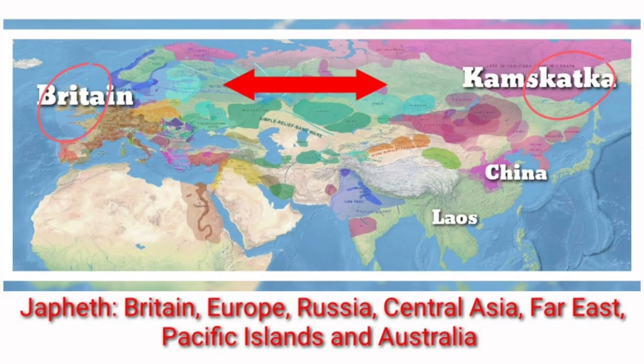Japheth spread from Britain to Kamchatka, China, Laos, islands of the Pacific. Japheth: Britain, Europe, Russia, Central Asia, Far East, Pacific Islands, and Australia.